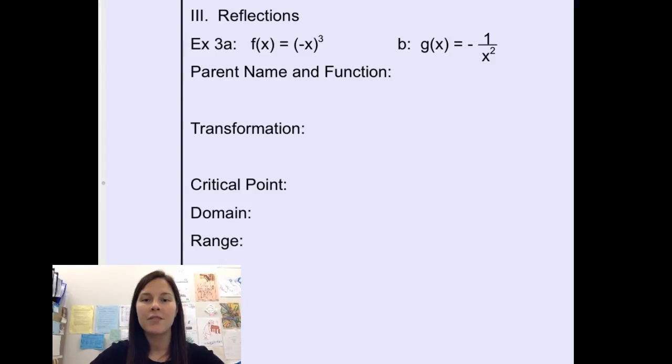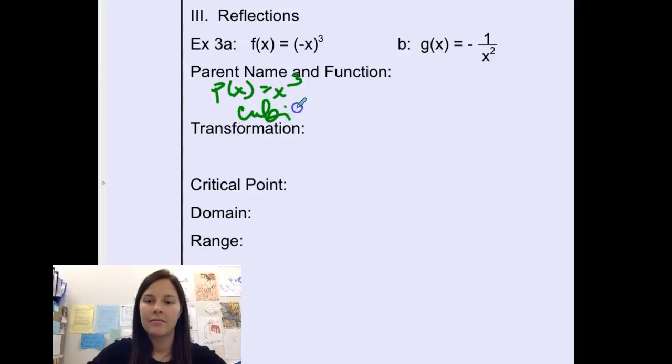The last piece for this video we're going to look at are the two different types of reflections. So for part A, the parent function is our cubic. And notice that multiplication by a negative is inside the parentheses grouped with the x. That means this would be a horizontal reflection. It would reflect the graph or flip it across the y-axis.